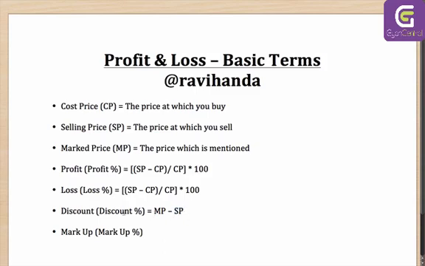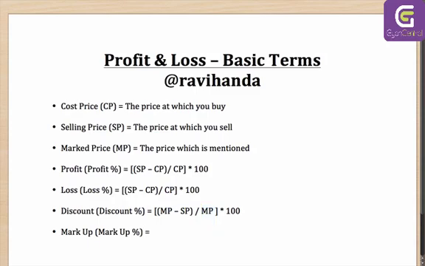Now, if you have to calculate it in terms of percentage, well, very similar to the profit and loss formula. But the point to note is the difference here, the discount, that is always calculated on the marked price. That is the difference between profit and loss and discount. Profit and loss are always calculated on the cost price, whereas the discount is always calculated on the marked price.